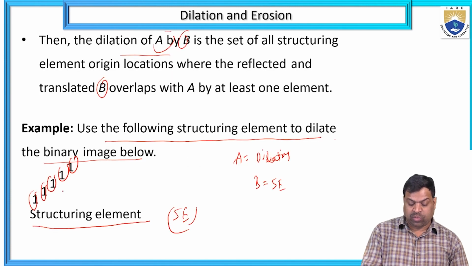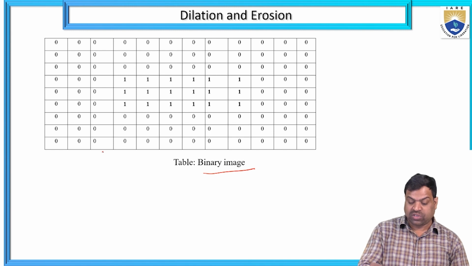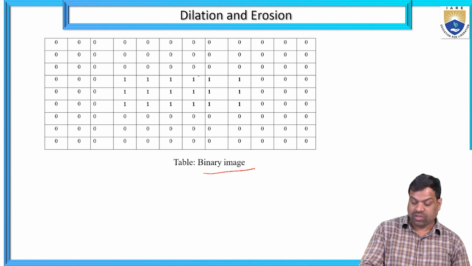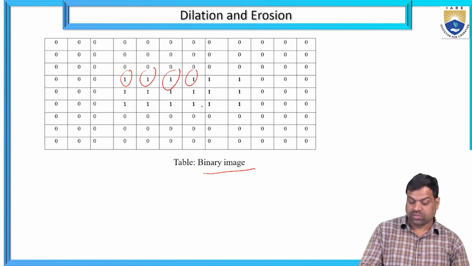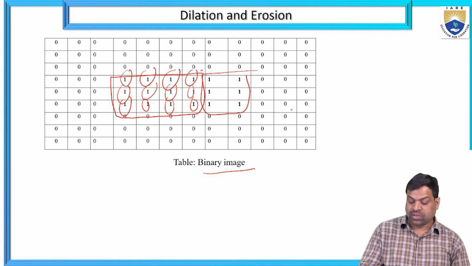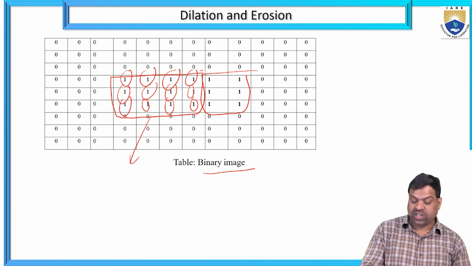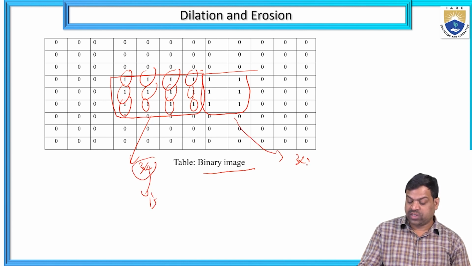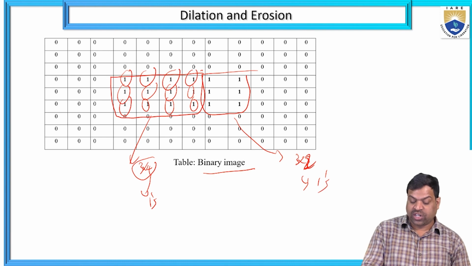I'm taking one example. How many ones are there? You can see here 1, 2, 3, 4, 5. How many ones are there now? Here 3, 6, 9, 12, so 3 into 4 ones are there. But here 3 into 2 ones: here 3 rows and 4 columns, here 2 columns and 3 rows. So have the ones been reduced or not? Are the ones reduced? Then dilation.